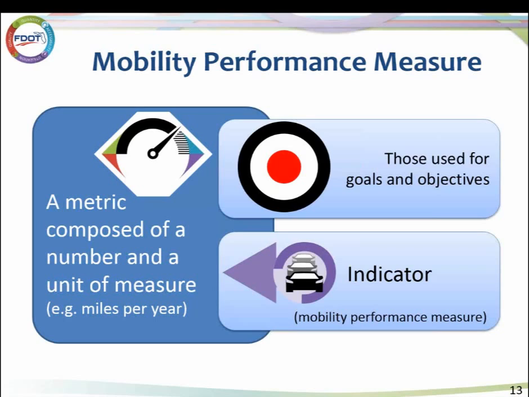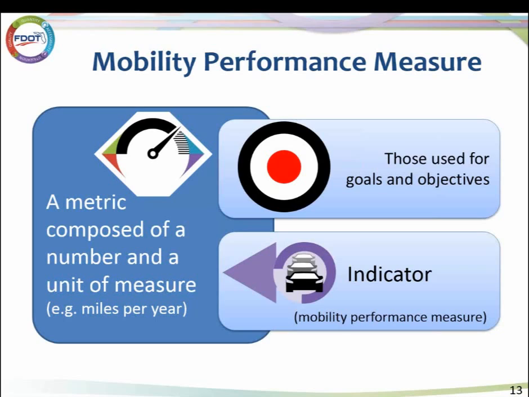In Florida, we work with two types of mobility performance measures. We've got a broader term, so it's essentially any metric composed of a number and a unit of measure. And there are two main types, those that are used for goals and objectives. These are the ones where we may want to improve travel time reliability, so that would be one of those types of performance measures.